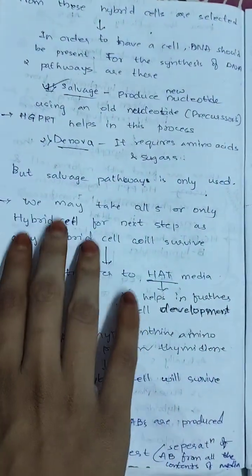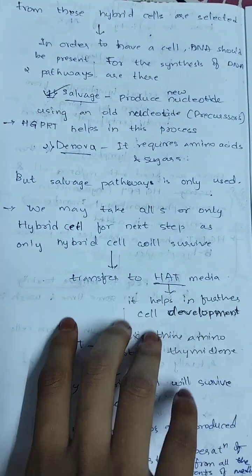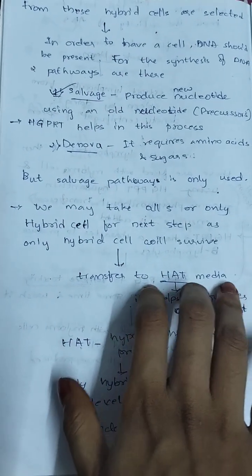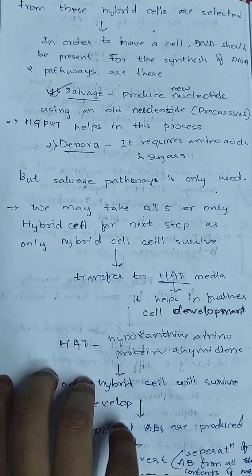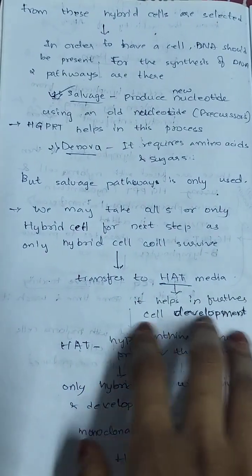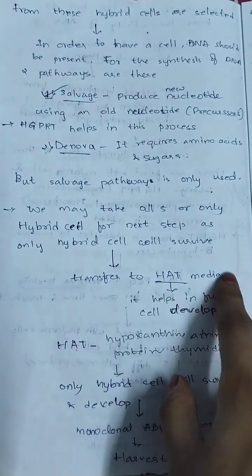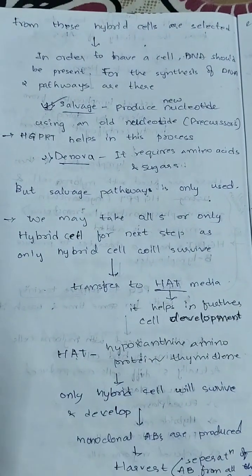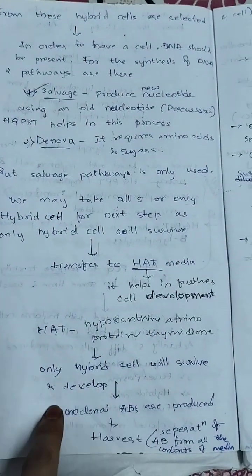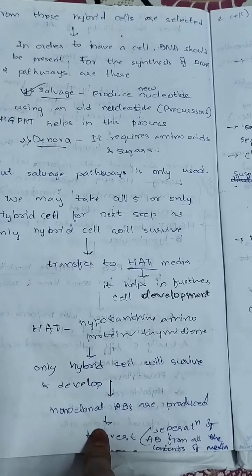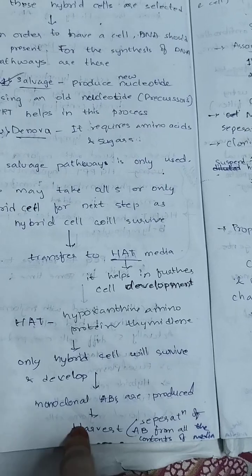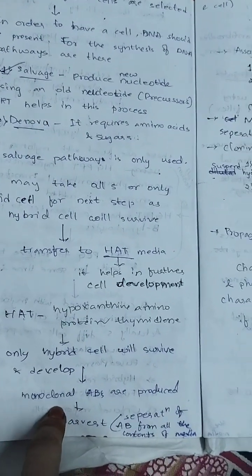All 5 types of cells are taken and transferred into HAT media. HAT means hypoxanthine aminopterin thymidine media. This media only allows the growth of hybridoma cells. Only hybrid cells will survive, and these cells develop monoclonal antibodies. These are harvested. So, in this harvesting, antibodies are separated from the contents of the media.